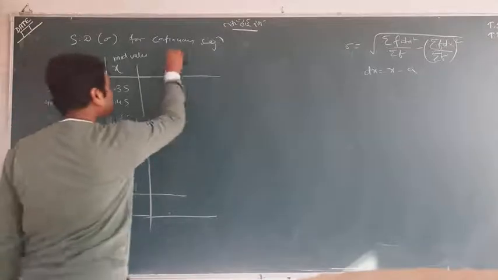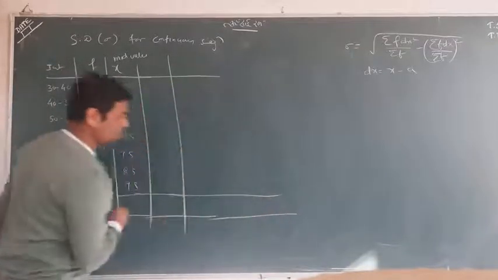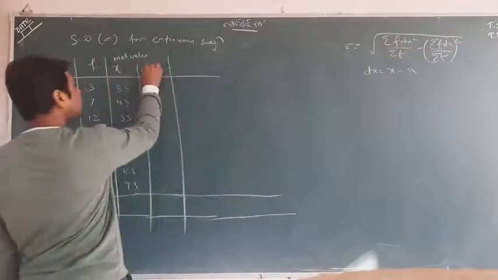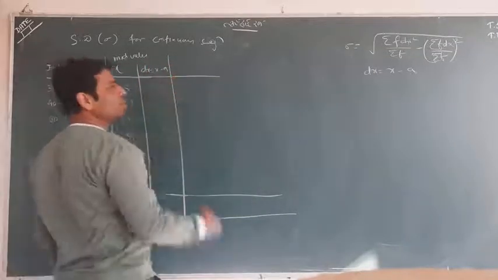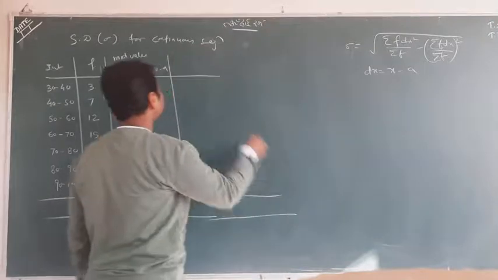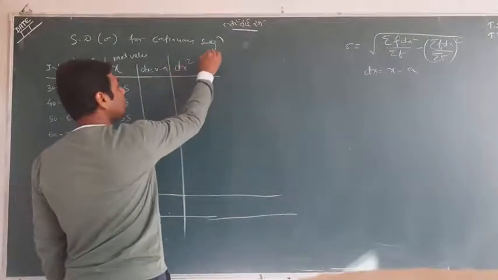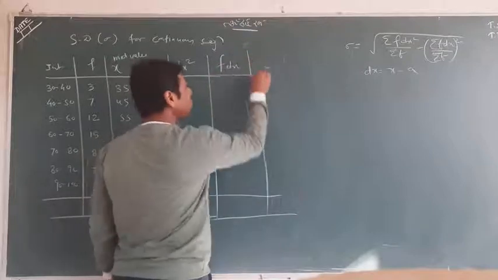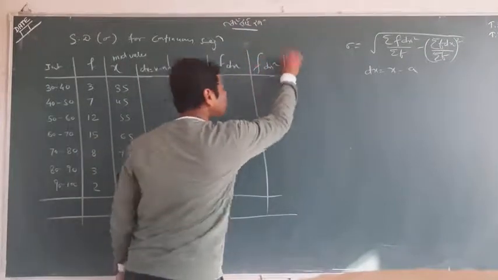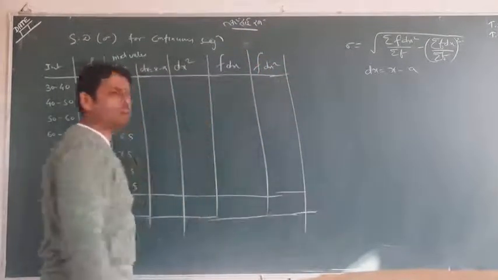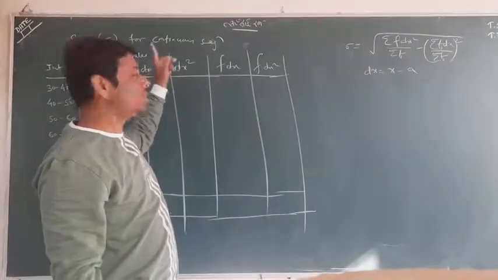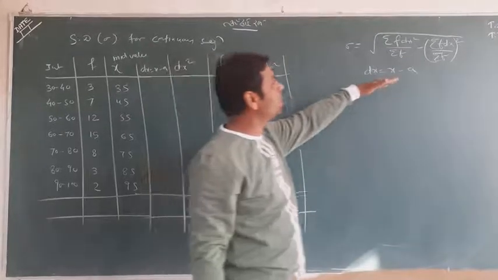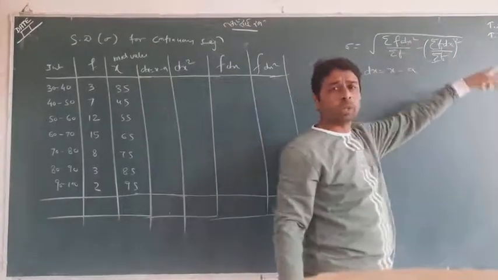Now I'll go to the next. After finding x, I need dx, x minus a. Then I'll go with dx square. Then I'll go with f dx, and then f dx square. Very common thing. In the last question we also found these things: dx square, f dx square, and so on. Because all these things are looking here, the f dx square, f dx and so on.